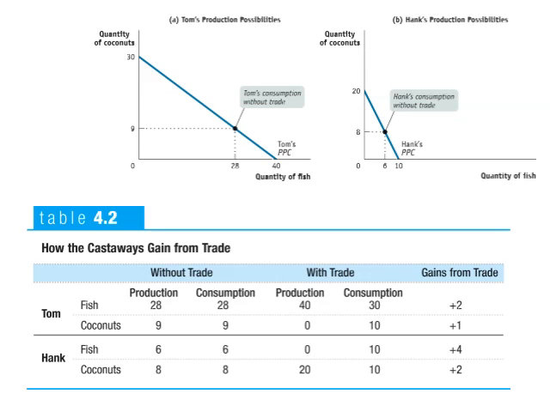Here you can see what both Tom and Hank could produce on their own without trade. They are producing at a point on their production possibilities curve that they find to be optimal for their preferences. They can consume only what they produced since they are not trading. If each of them specializes and produces the item they hold the comparative advantage for, we know from before that Hank will produce coconut and Tom will produce fish. Now they trade and are able to consume more than they produce.